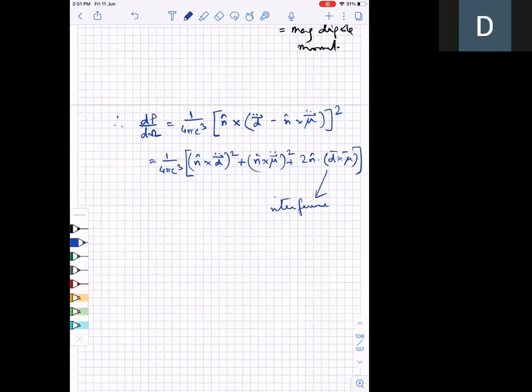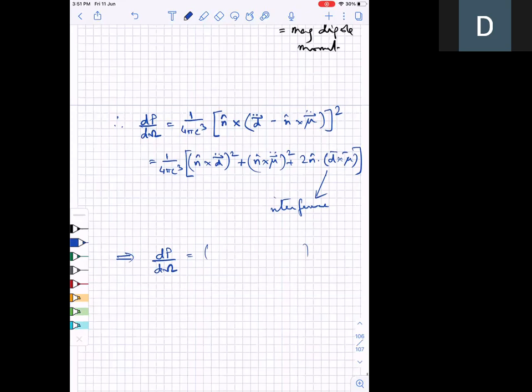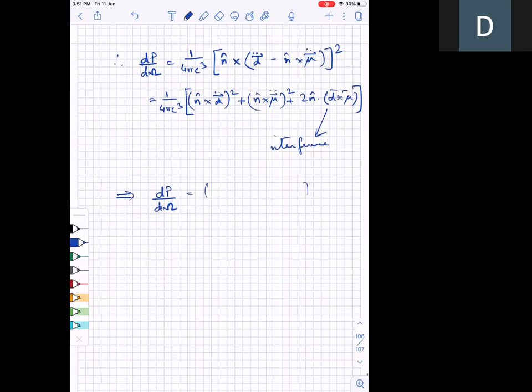So what we have finally is your dP d omega. This comes out to be due to these two terms. Now if I integrate it over the solid angle to get the total power, you will have an equivalent quantity coming from your magnetic moment. So your total power radiated is an integral of dP d omega.